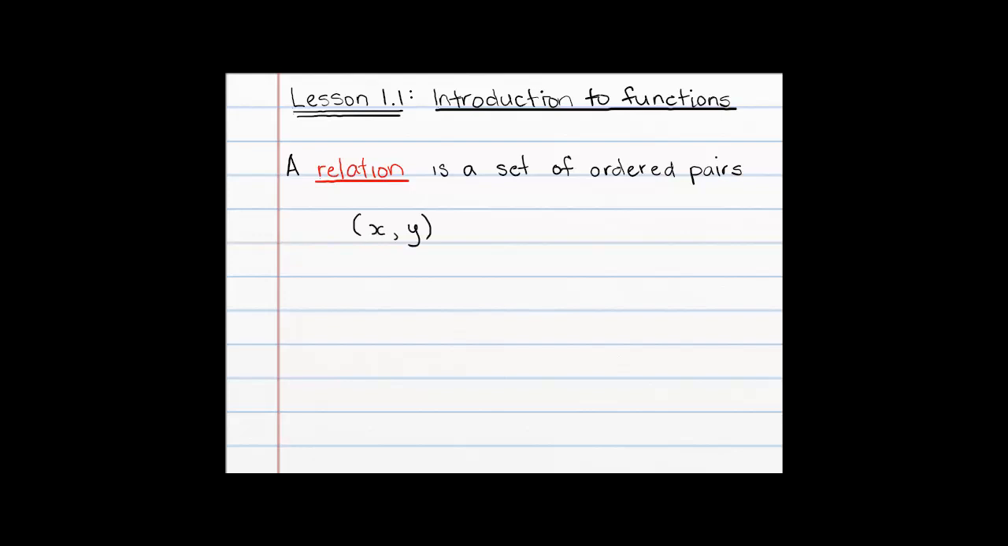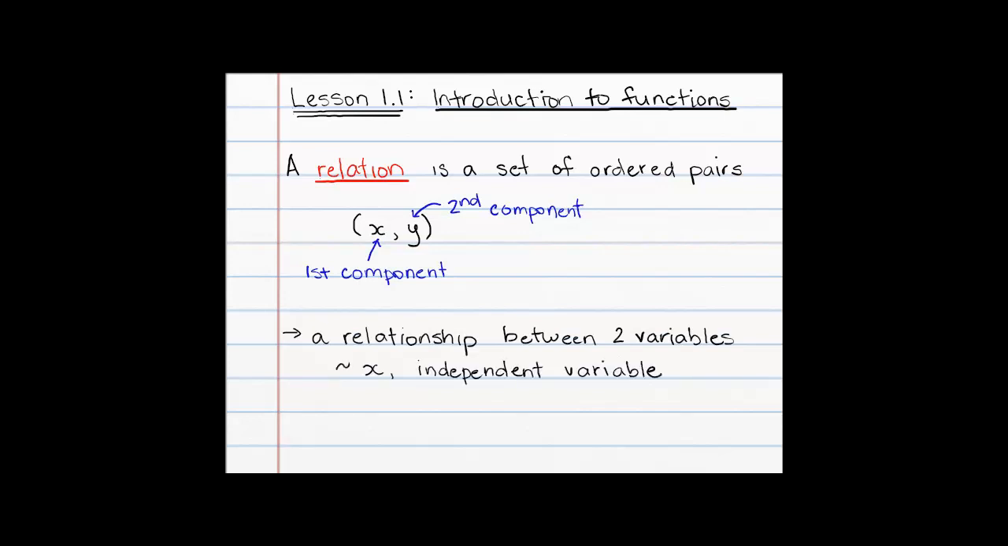If you recall, an ordered pair refers to two numbers written in a certain order. Usually those two numbers are written in brackets. The first number represents the x variable, or the first component of your ordered pair, and the second number represents the y variable, or the second component. This ordered pair is usually written to show a relationship between two variables. The x variable is also referred to as the independent variable, and the y variable is also referred to as the dependent variable.